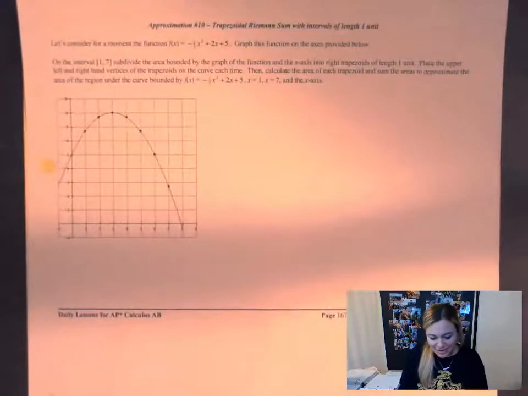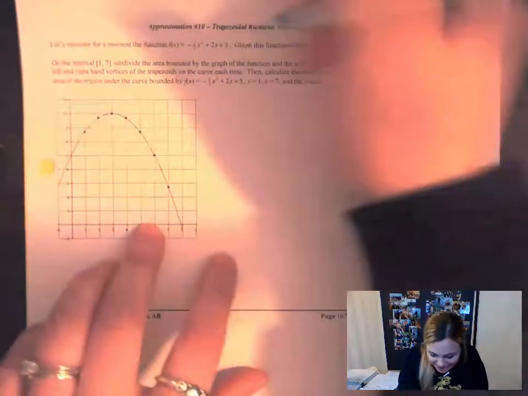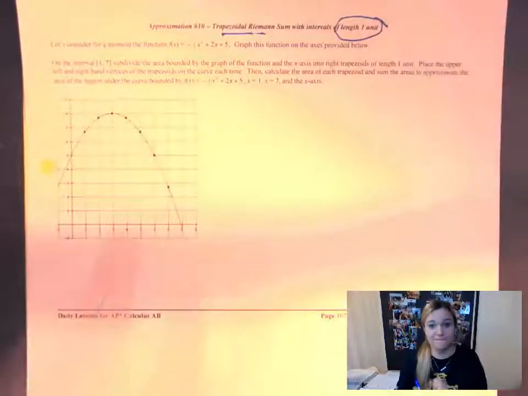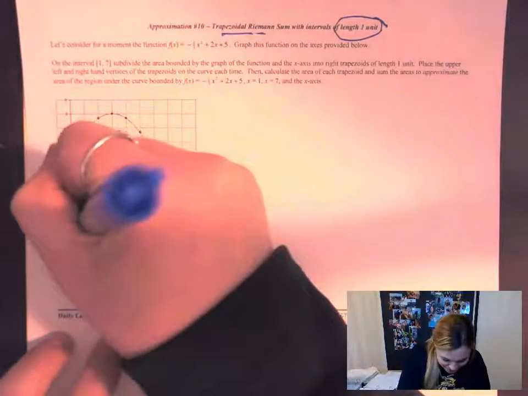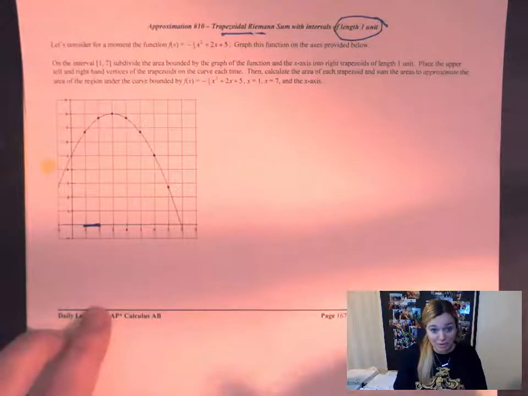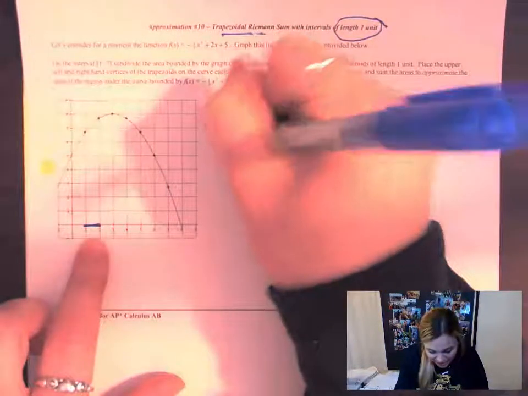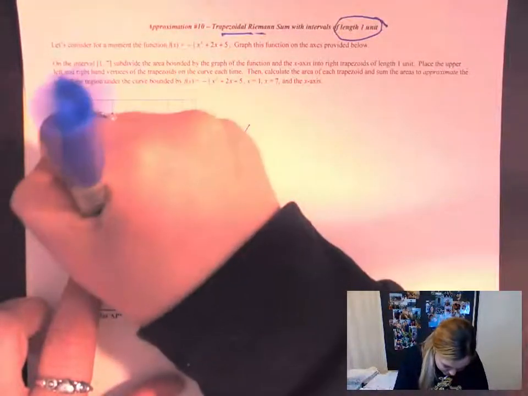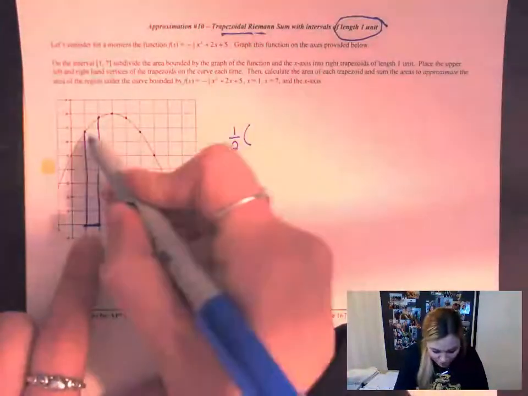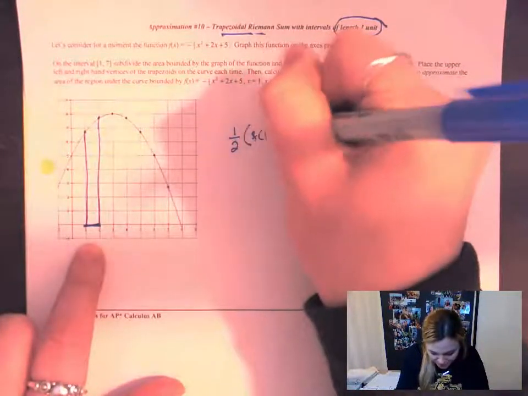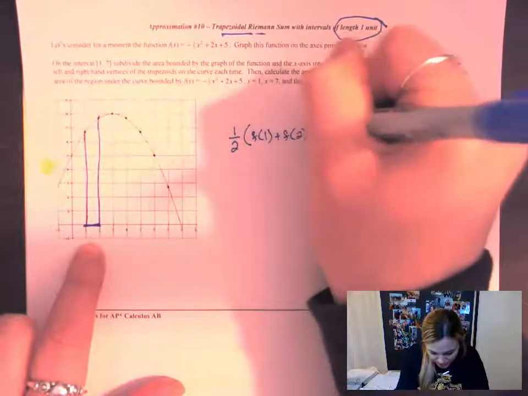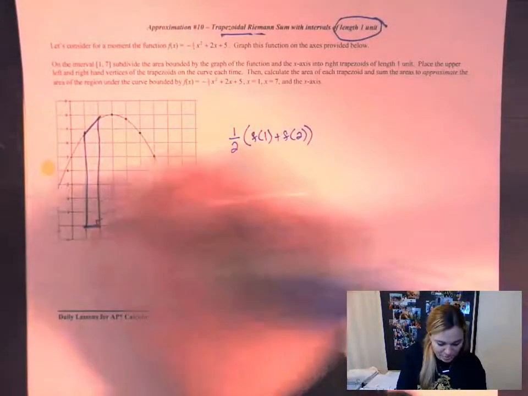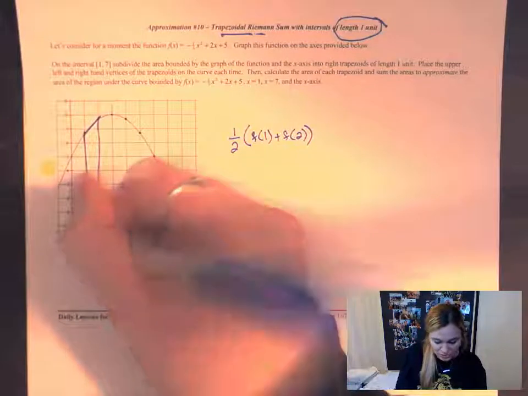Okay, consider for a moment this function. This says a trapezoidal Riemann sum with length of 1 unit. So my trapezoid, if you remember from the last page, would be 1/2 base 1 plus base 2. This would be base 1. This would be base 2. That's coming the whole way up to f of 1 plus f of 2. What would be the height? It's always perpendicular to the base. This is a 90-degree angle. So this is just 1.